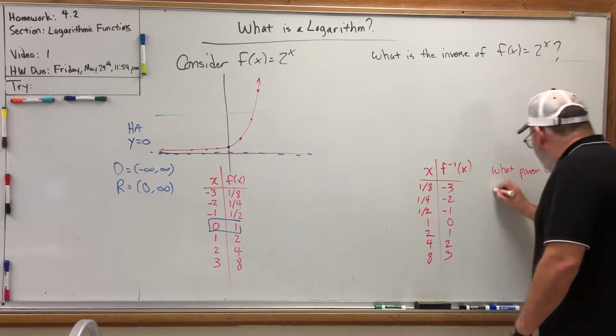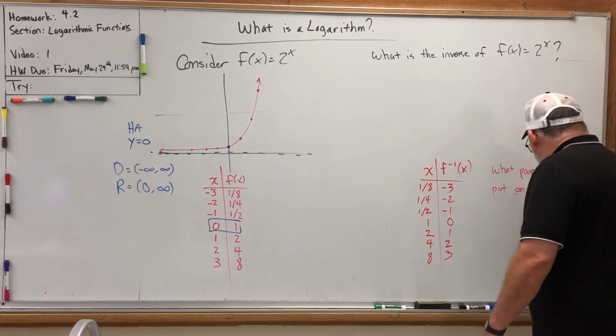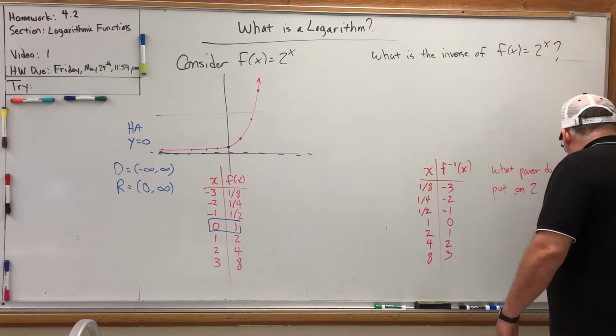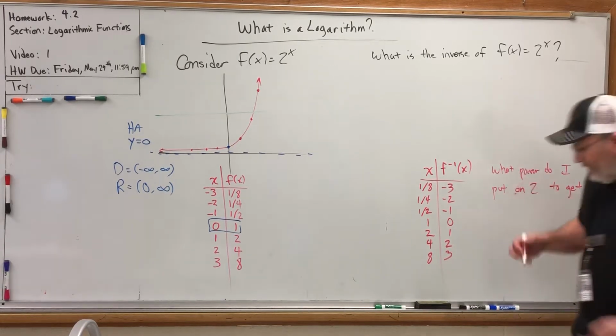So it almost seems like whatever this function is doing, it's answering the question, what power do I put on 2 to get the input, which in this column is x. So keep in mind that whatever our function is, it's going to answer this question. What power do I put on 2 to get x? Let's graph this thing.